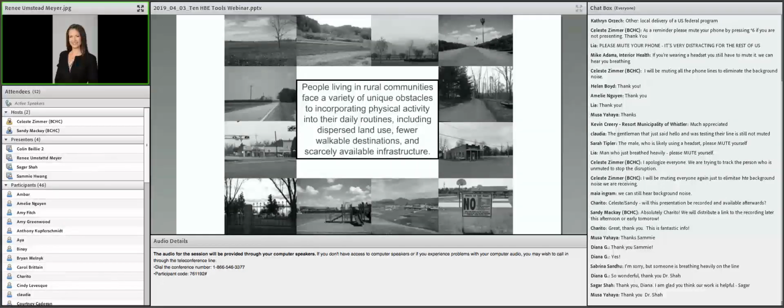And really thinking about why rural communities. For those of you, when you think about the image in your head, here are some pictures from some of the rural communities I visited. But there are really unique obstacles to incorporating physical activity into daily routines. Some of those are dispersed land use, fewer walkable destinations, fewer resources, whether that's preventive health resources or physical activity resources. And the infrastructure is just different, and oftentimes there are pulled needs within a rural community for where finances are going.